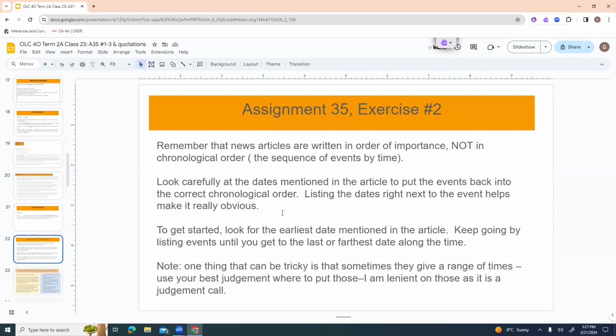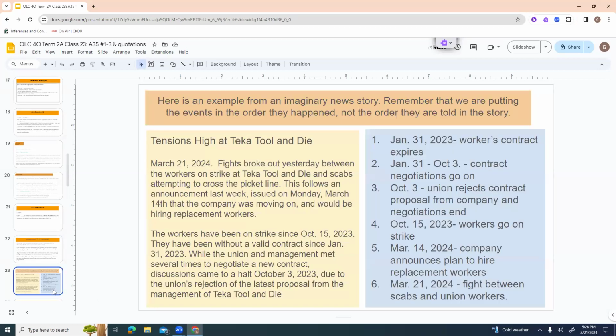Now, occasionally, one thing that can be tricky is sometimes they'll give you a range of times, like between this and this. Use your best judgment where to put those. Okay, I'm lenient on those. I don't care because it's a judgment call and I'm just trusting you to use your judgment. That's all. So here's an example from an imaginary news story.